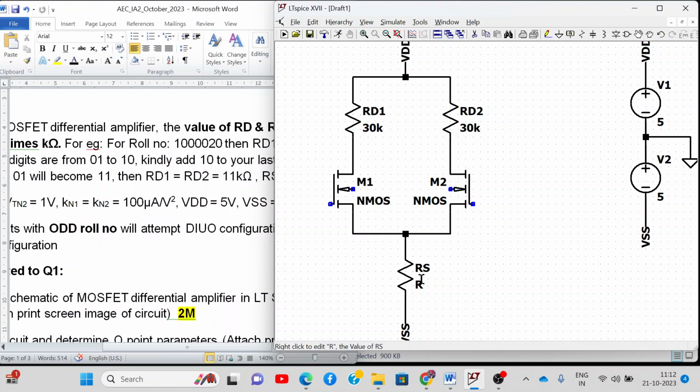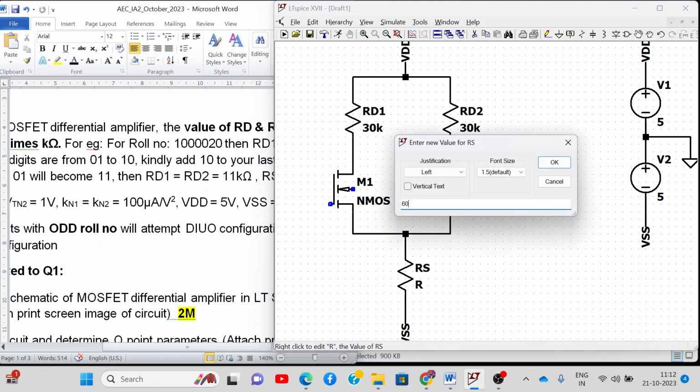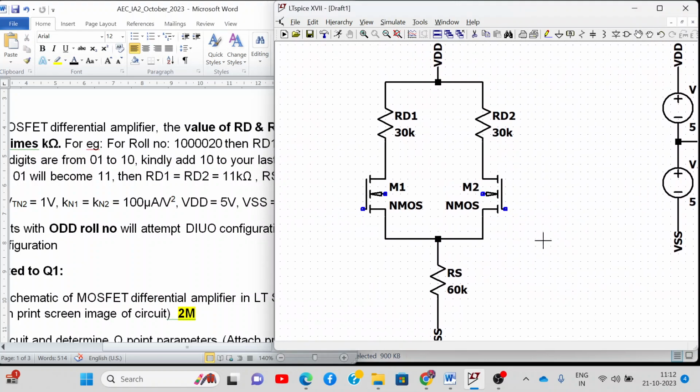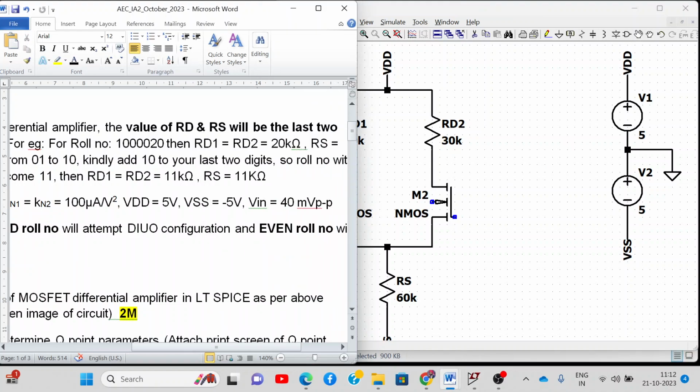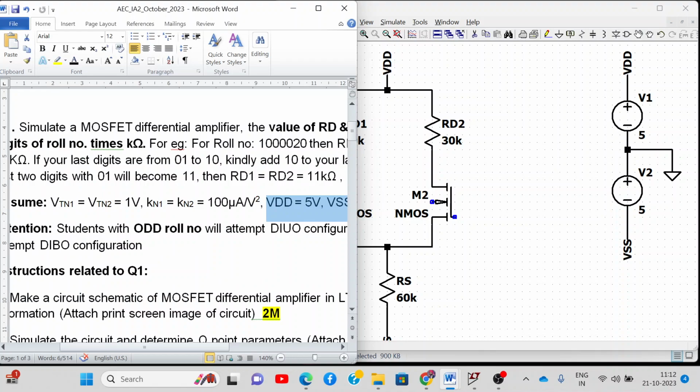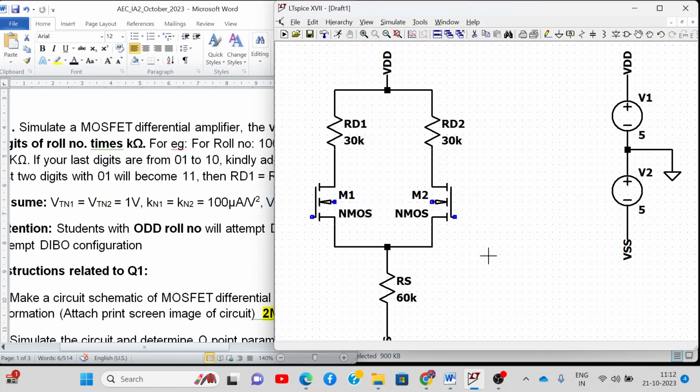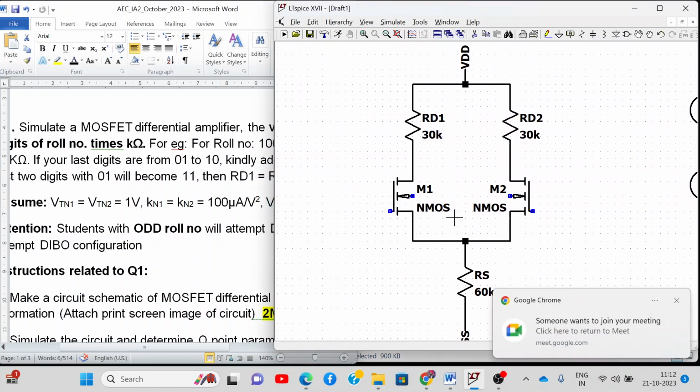All right, the RS value, let me take it as, let's say, 16. I'm just taking examples. So have you understood about the power supply connections, everyone? Yes or no? Just reply. Yes, sir. Okay, great.